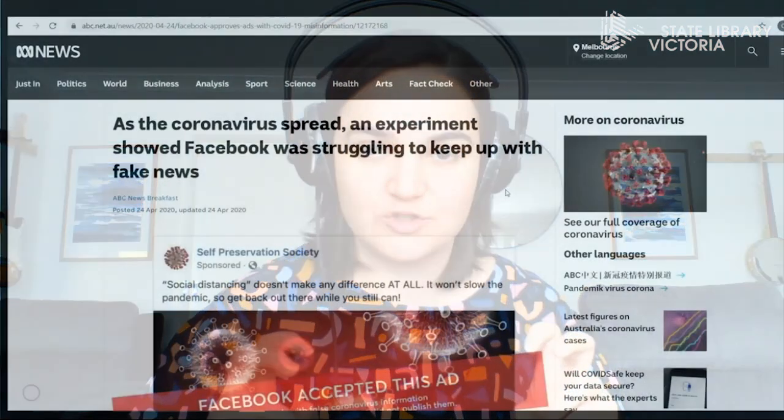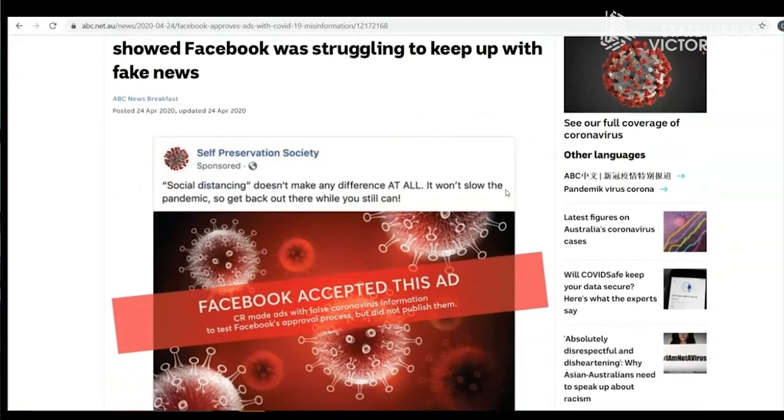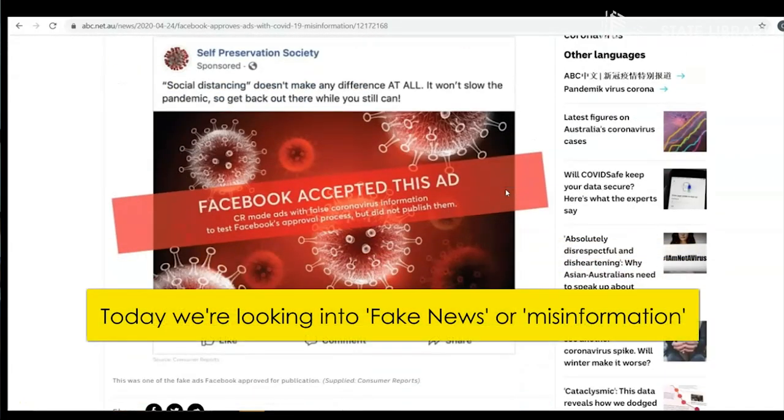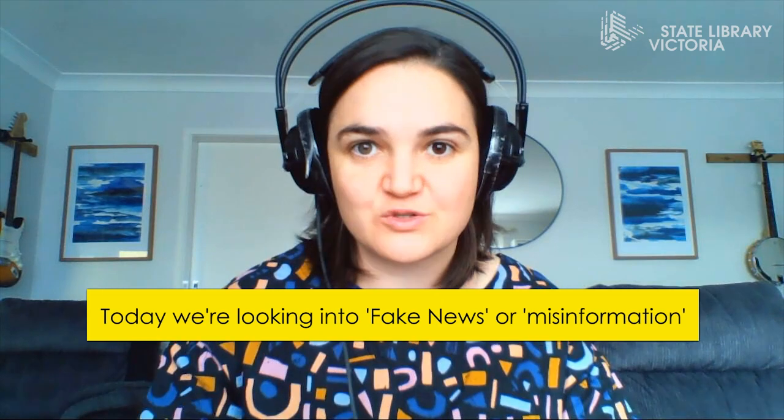So today we're delving into the concept of fake news. We're looking at the spread of misinformation and disinformation. That's information that essentially isn't true but spreads throughout the internet.